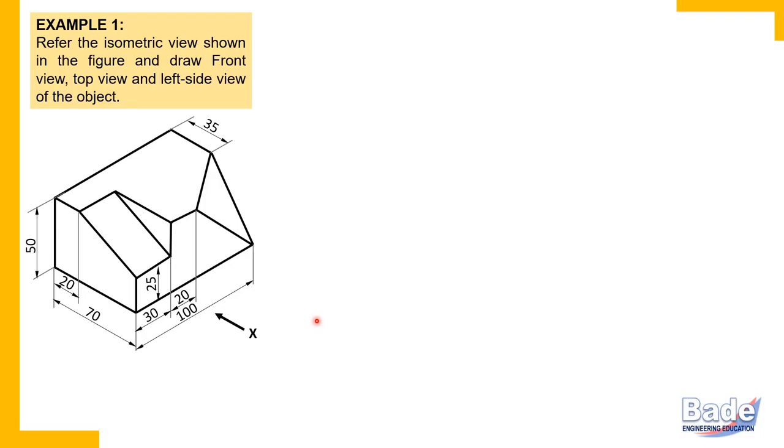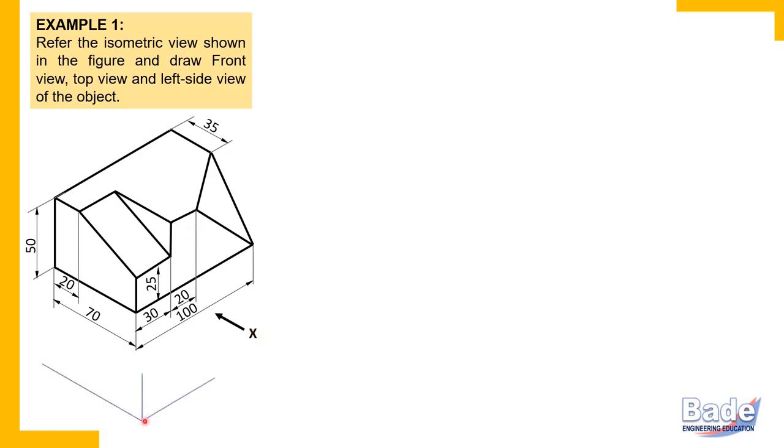Instead of x-axis, y-axis and z-axis, we'll consider here length axis, width axis and height axis. These three axes are perpendicular to each other. Now, first of all, you must know orientation of these three axes, length axis, width axis and height axis with reference to this diagram.